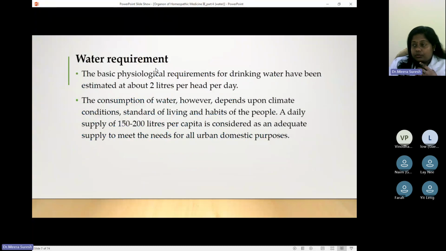Water requirement: we know that physiologically, every adult human being should at least consume 2 liters per head per day. However, it depends upon climate conditions, standard of living, and habits of the people. A daily supply of 150 to 200 liters per capita is considered an adequate supply to meet the needs for all urban domestic purposes.